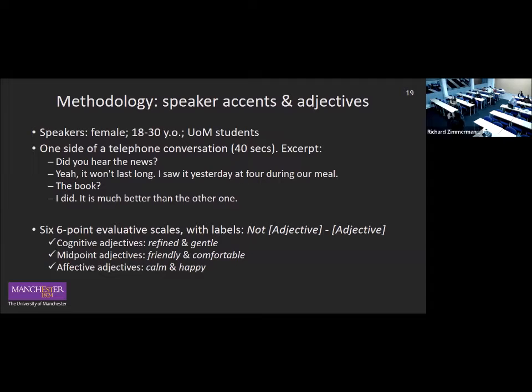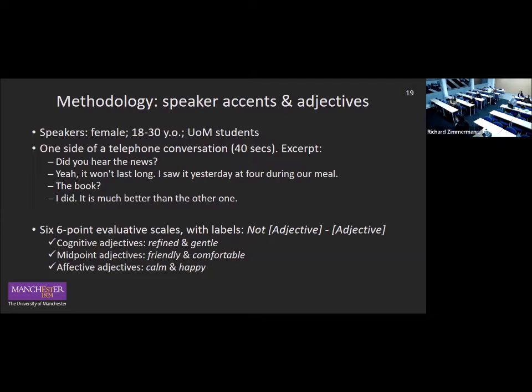I also did not want to give a lot of information as to what the speaker's status is, so what their profession is and stuff, because there have been studies that have shown that the fewer details somebody knows about the speaker of an accent, the more they're going to focus on the linguistic part of it, the accent itself.